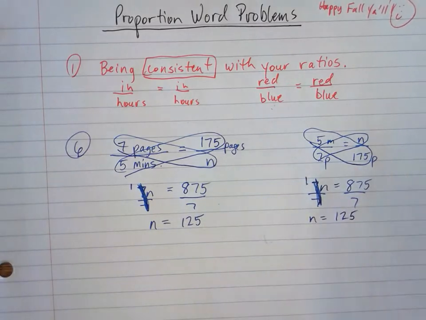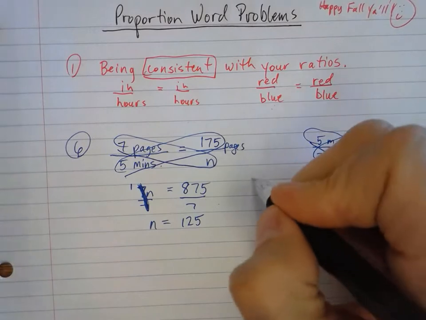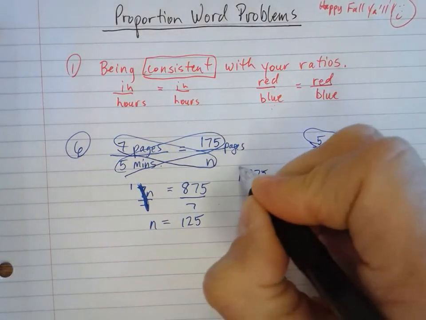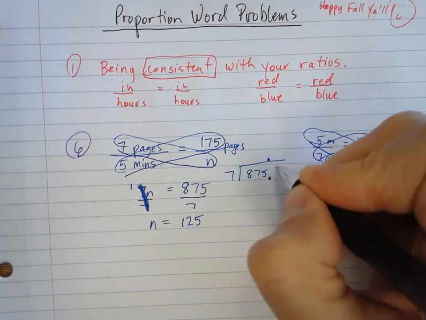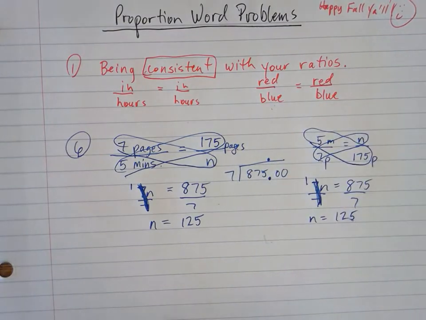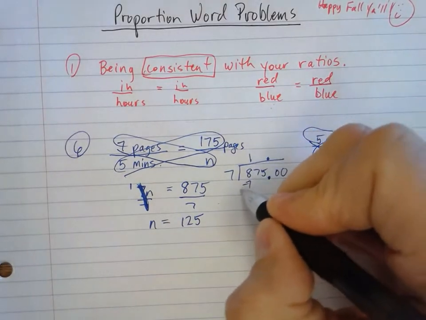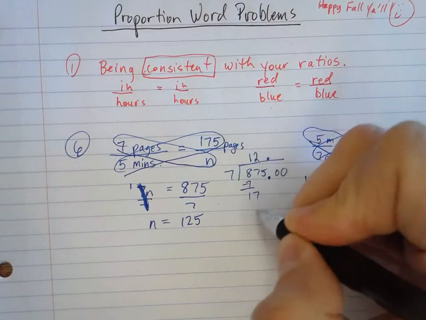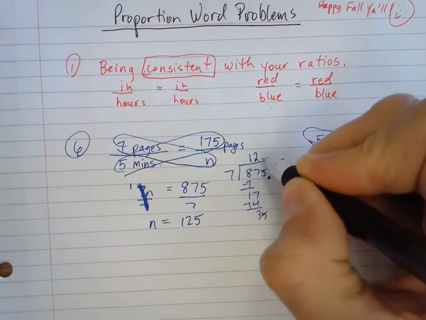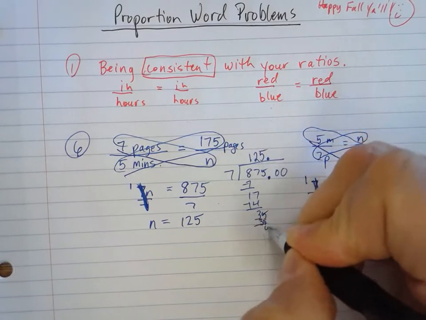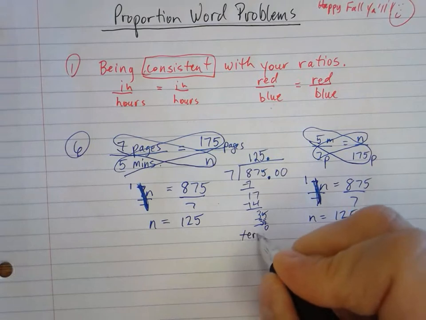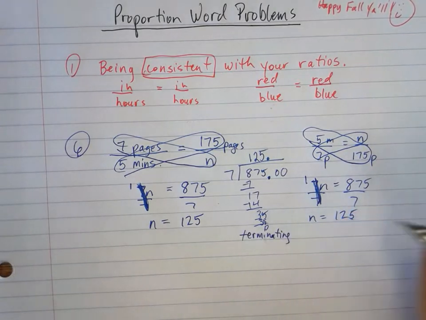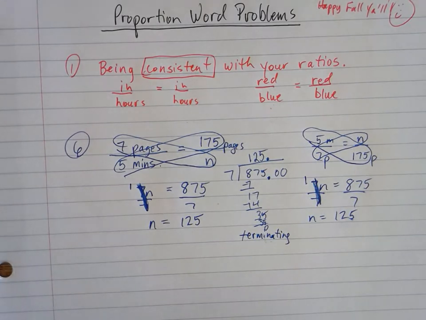Now, of course, if you had to work it out long ways, that would be 875 divided by 7. You'd put your decimal there, add your couple of zeros if you needed to, and work it all out. So 7 goes into 8 once, 7 goes into 17 twice, and then 7 goes into 35 5 times. And then you've got nothing down there, so that means this is a terminating decimal. All right, so there's a good review of a little bit of everything right there: how to set up the proportion, solve it with the calculator, and also how to divide it out by long division and get it as a terminating decimal. So n equals 125. Hopefully that helps you out with that one.